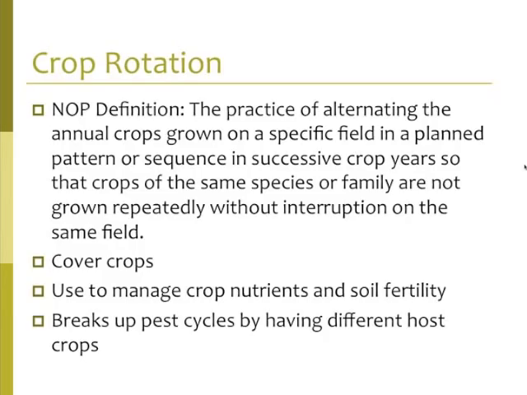So your organic system plan should describe the crop rotation, what crops are used in the rotation and when, whether you alternate between growing season and, say, winter cover crops, and in successive growing seasons, what different crops you're planting. And it also should briefly describe how you use your crop rotation to manage crop nutrients, soil fertility, how it's used to minimize erosion, and if applicable, to break up pest cycles. So any of those that are applicable, you'll want to include in your organic system plan.